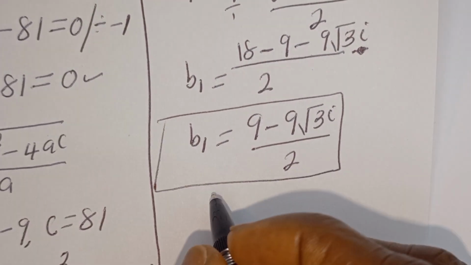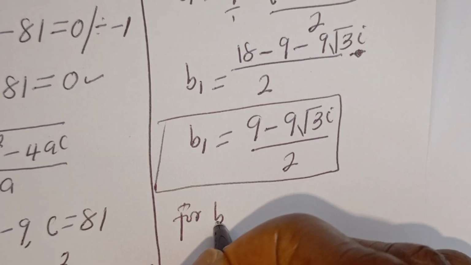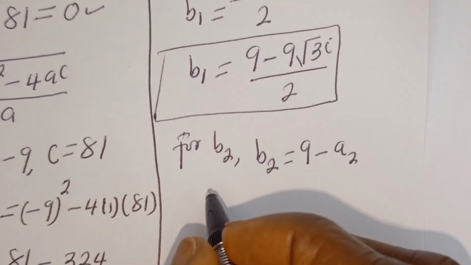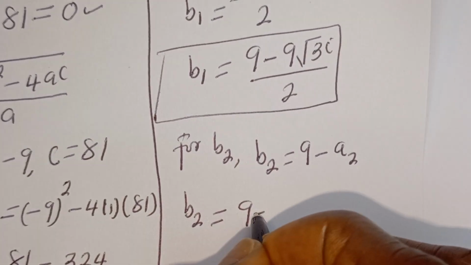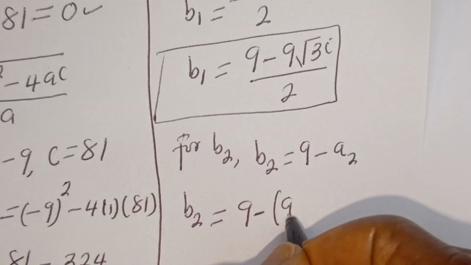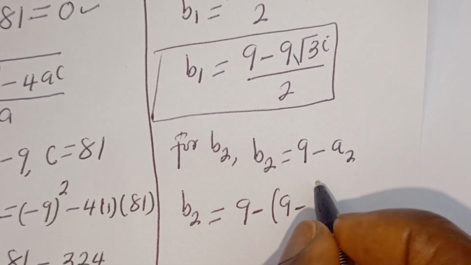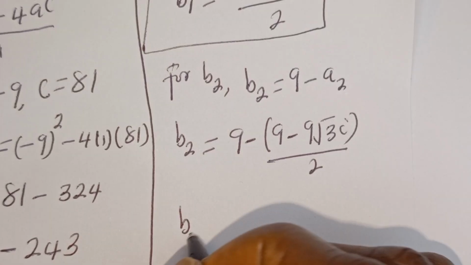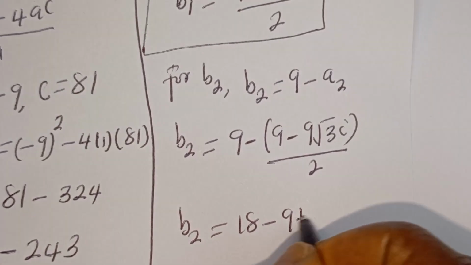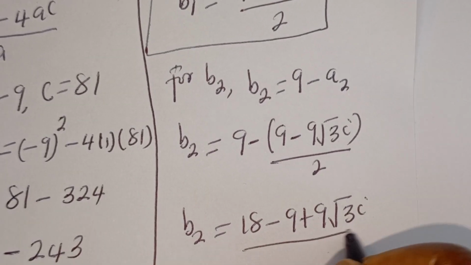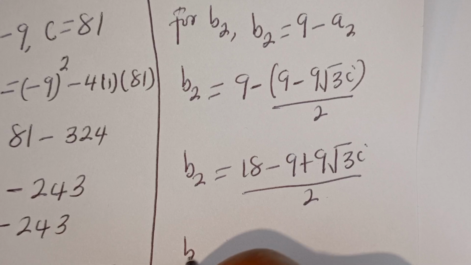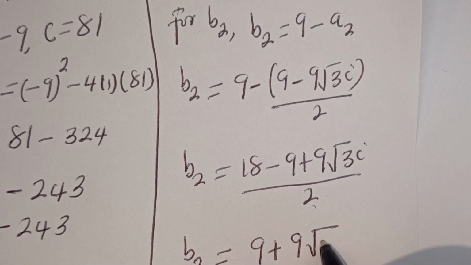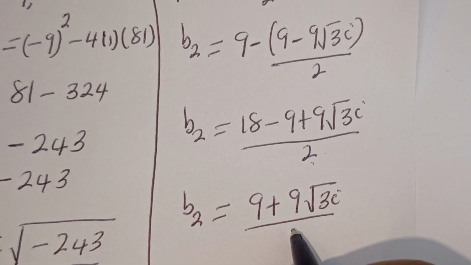And for B2, B2 is equal to 9 minus A2. Then B2 is equal to 9 minus bracket 9 minus 9 root 3i divided by 2. Then B2 is equal to 18 minus 9 plus 9 root 3i divided by 2. Then B2 is equal to 18 minus 9, this is 9 plus 9 root 3i divided by 2.